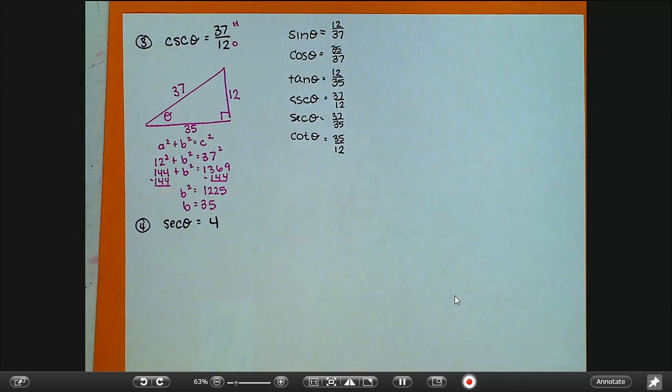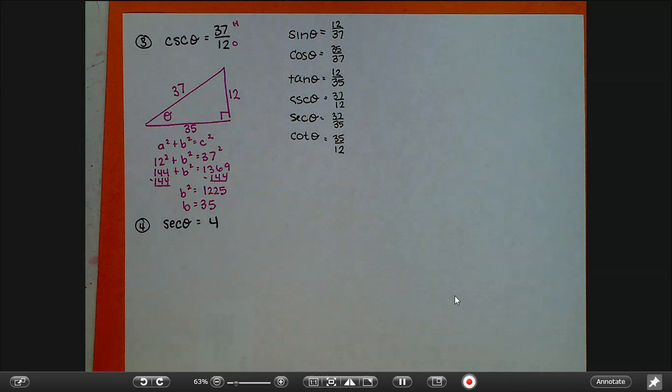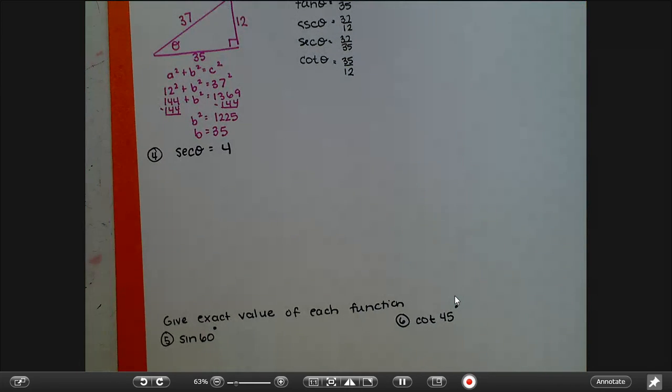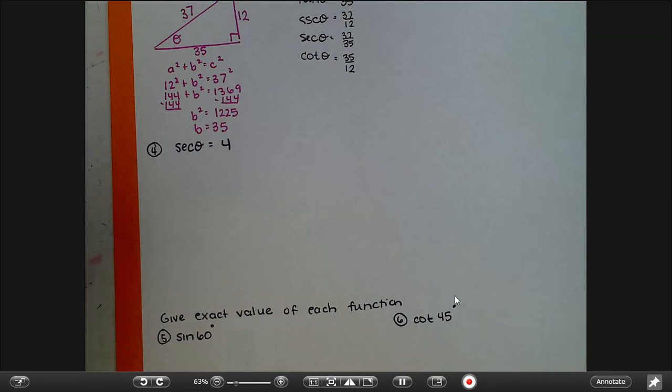All right, are you getting it? Hopefully you're feeling a little bit more comfortable with using reciprocal functions. Number 4, I just want to point out one thing, and then you're going to pause and go through the whole process by yourself before you pick it back up.